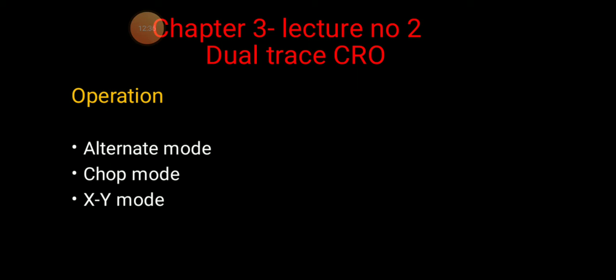In a single trace CRO, as you studied in the block diagram of the CRO, you display only one waveform using only one electron beam. The dual trace CRO consists of three modes. The first one is the alternate mode, the second one is the chop mode, and the third one is the XY mode.